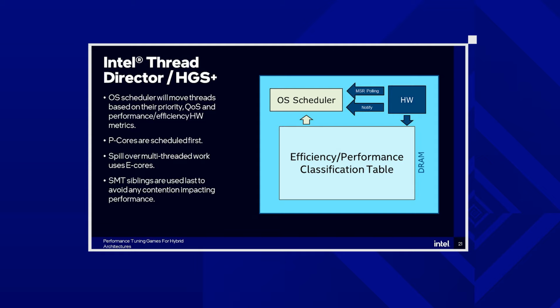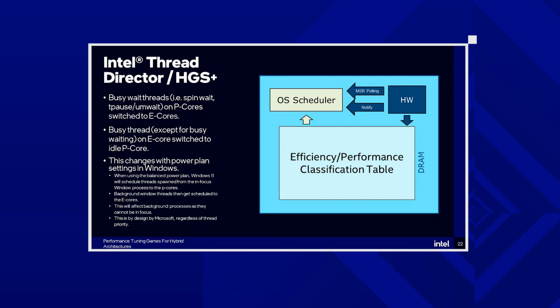So the OS scheduler will move threads based on the information you give it, priority, quality of service, performance, and efficiency metrics provided by the hardware. P cores are scheduled first, and then spillover multi-threaded work gets scheduled to E cores. And SMT siblings are used last to avoid any contention impacting performance on L2. Busy waits, spin waits, TPAUSE, waits on P cores, those threads are automatically switched to E cores. A busy thread, except for busy waiting on an E core, will be switched to an idle P core. But this changes with the power plan settings in Windows.